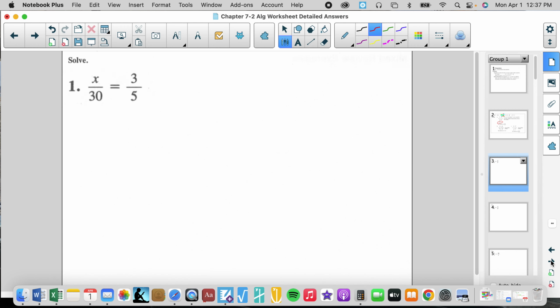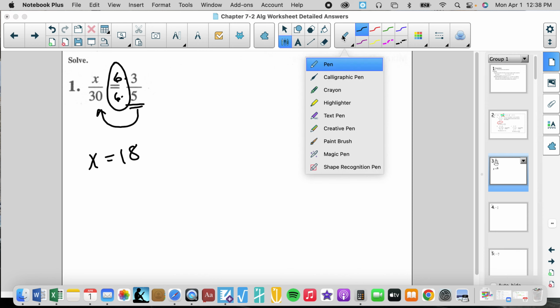Let's get to it. I'm going to start off with going from the known to the unknown. 5 times 6 equals 30. So 3 times 6. It has to be an equivalency. So x equals 18. That is going to be your easiest way. The other technique is you can do the cross product.